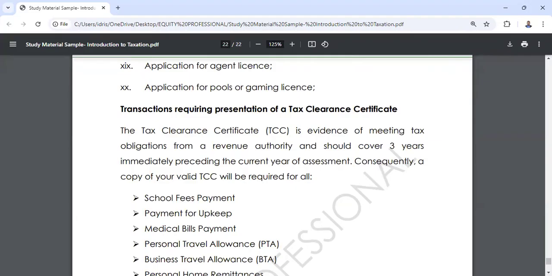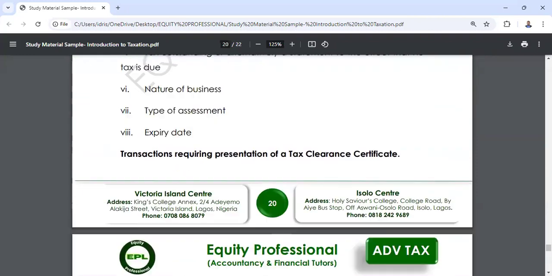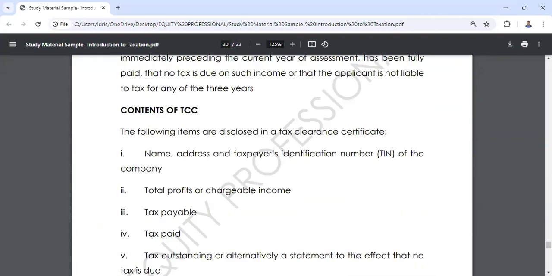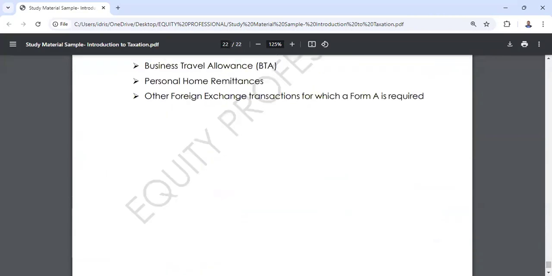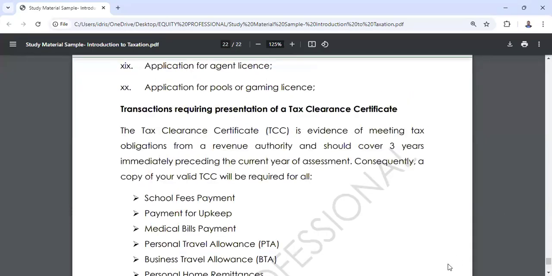So those are the transactions. The transactions I mentioned are applicable to both company and individual. However, there is one that is applicable to individuals directly. If an individual wants to collect a tax clearance certificate, what are the transactions that they will be asked about? They will ask, go and bring your tax clearance certificate.